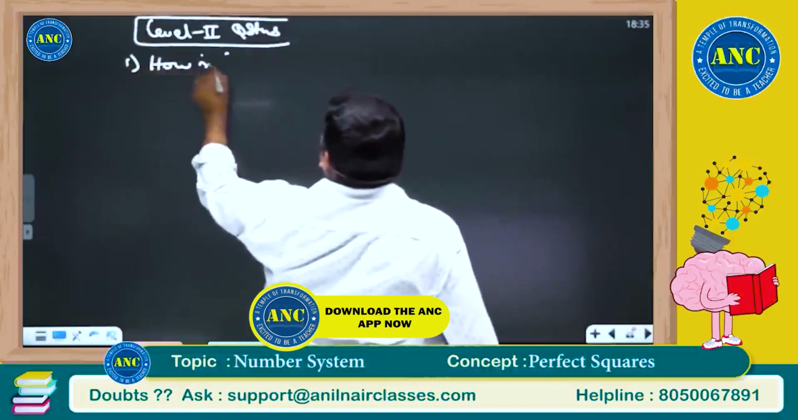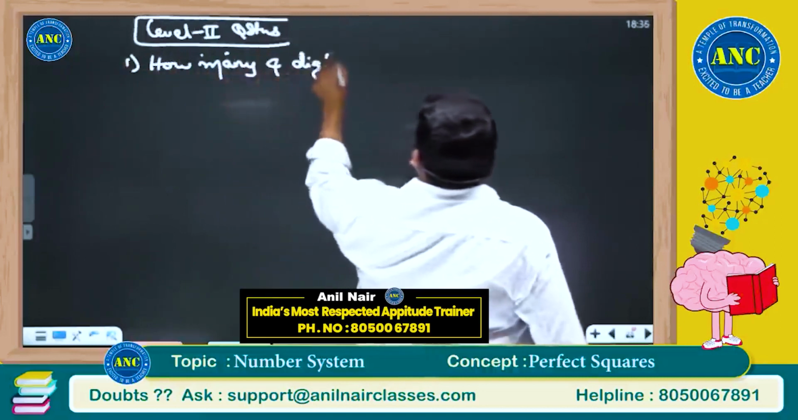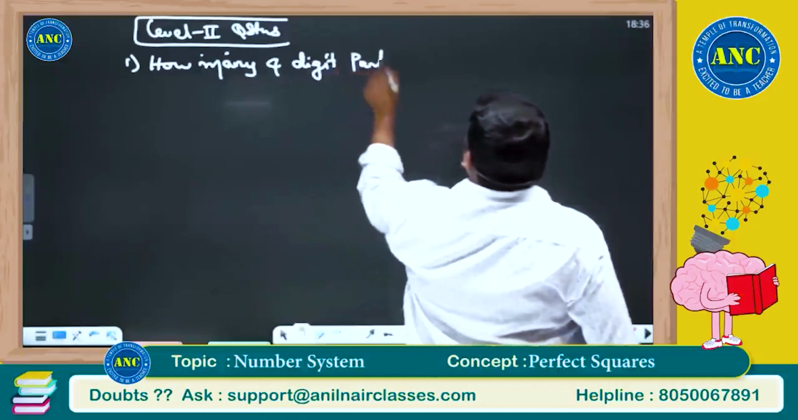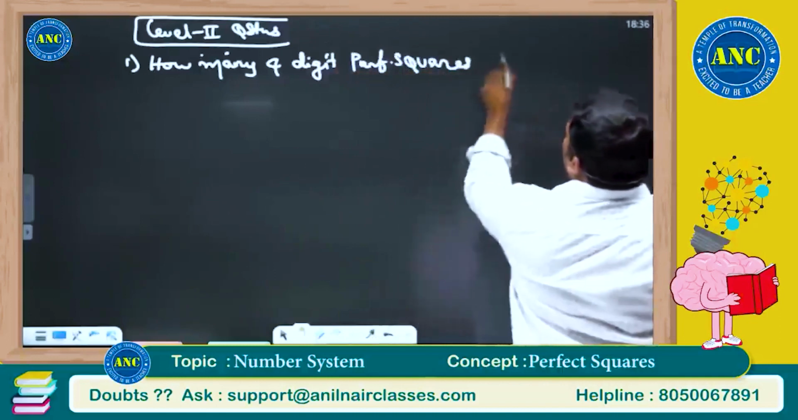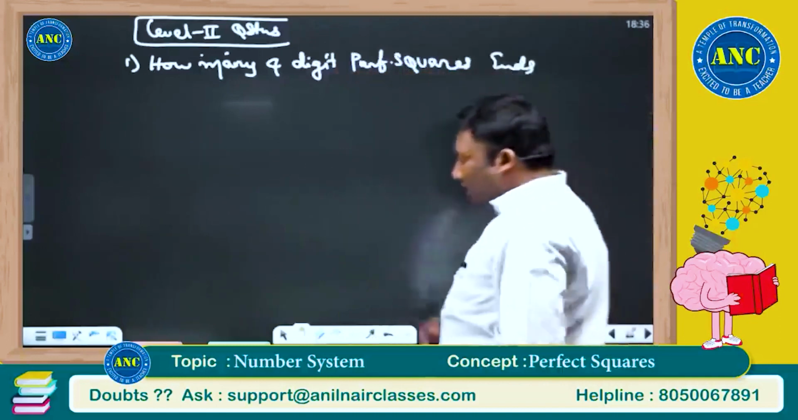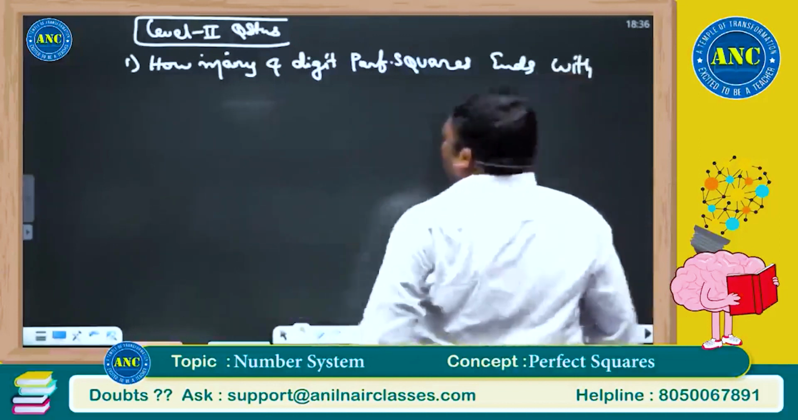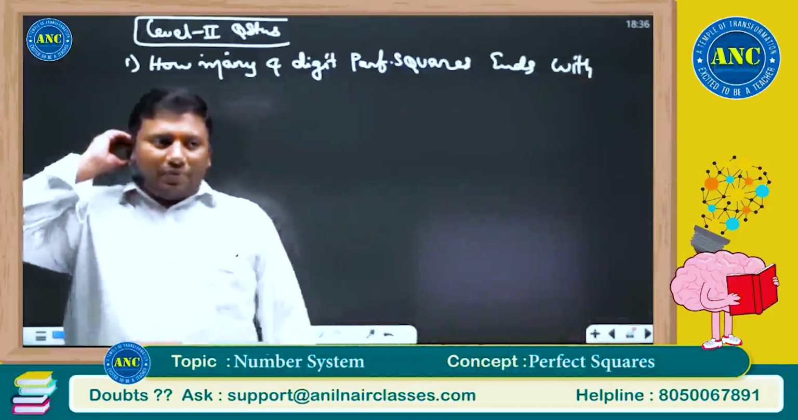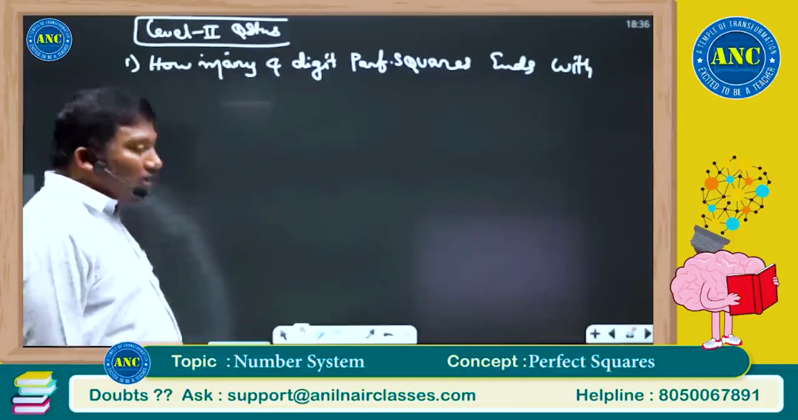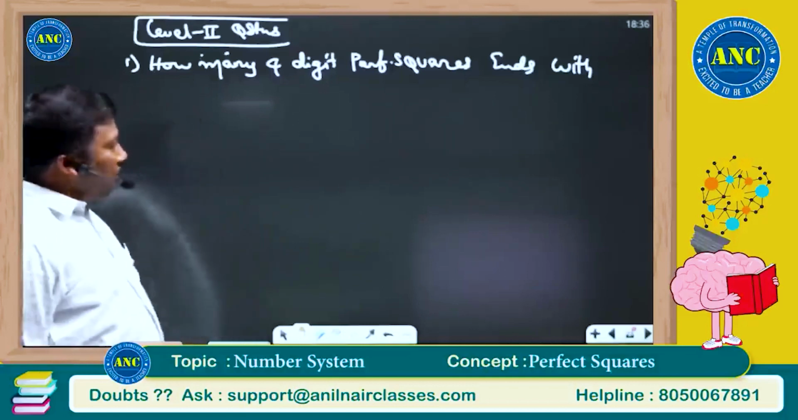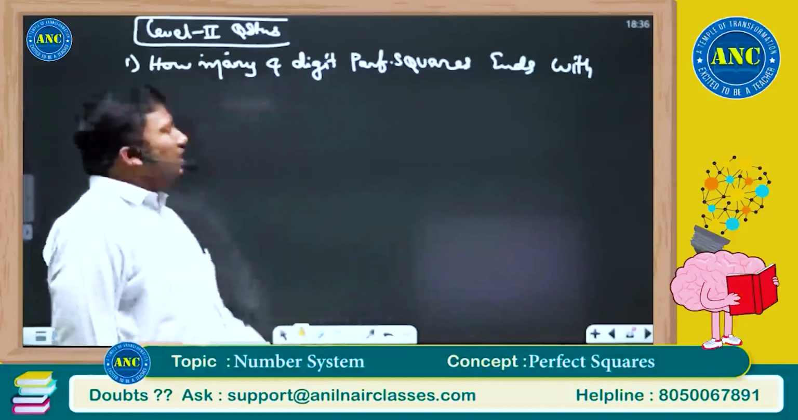How many 4-digit perfect squares end with? First question. Kavita, you want me to go slow? I will reduce the speed. Right? Thanks for the feedback. How many 4-digit perfect squares? First question.